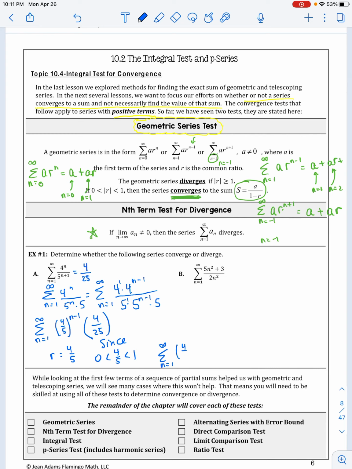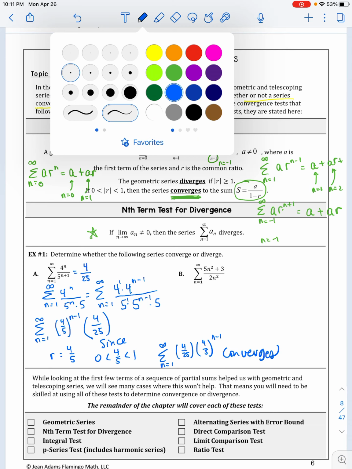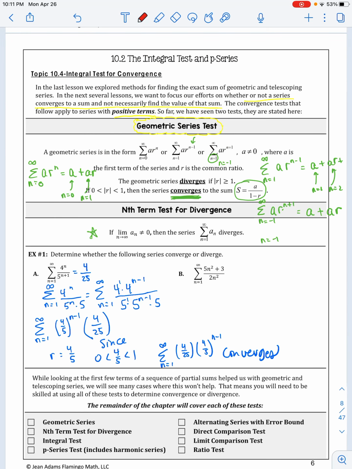Since 4/5 lies between 0 and 1, the summation n equals 1 to infinity of, I'll put the a first, 4/25 times 4/5 to the n minus 1 converges. We don't know what it converges to, but it converges. Since it's geometric and it converges, we can actually find out what it converges to. So we're going to go ahead and calculate the sum.